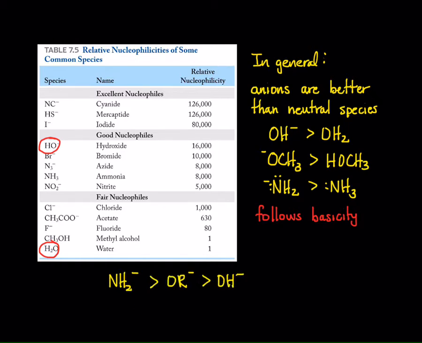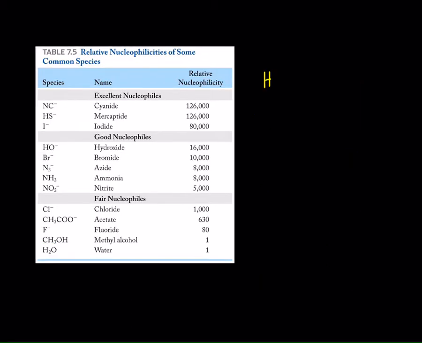that amide is a better nucleophile than an alkoxide, which is a better nucleophile than a hydroxide. And of course, this also follows basicity. So can we say that nucleophilicity follows basicity? We've already defined a nucleophile as a Lewis base, right? Those terms are interchangeable. But the trends don't always follow, they don't always parallel one another.